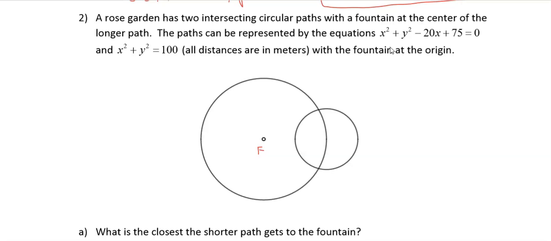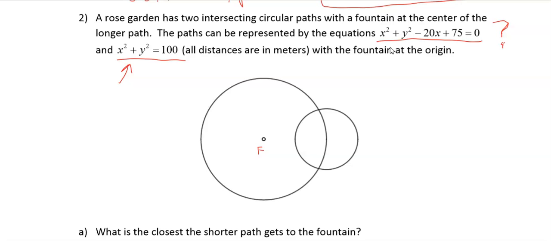All right, so the path can be represented by the equations x squared plus y squared minus 20x plus 75 equals 0. Okay, well, that's one of the circles. I don't know which one though, or do we? And what's the other equation? The other one is x squared plus y squared equals 100. Now I do know one thing. I do know this circle here has its center at 0, 0. Now this one, I don't know where the center is because actually that's in general form, isn't it? Okay, but I do know the center of this circle is 0, 0.